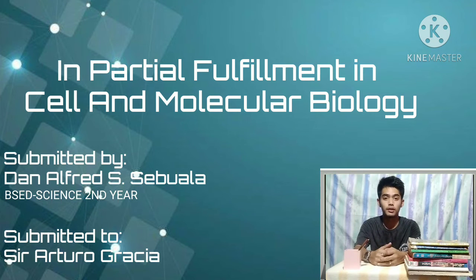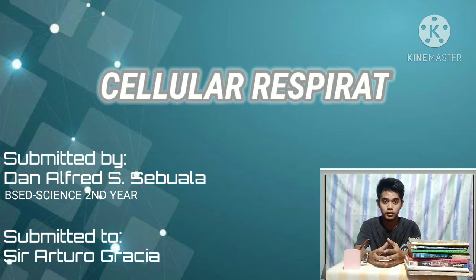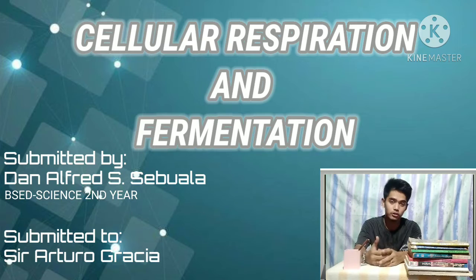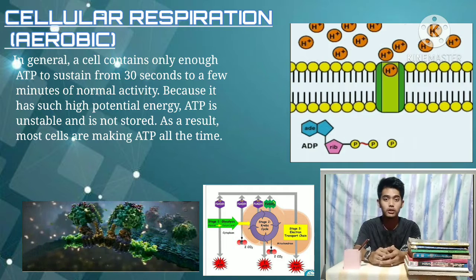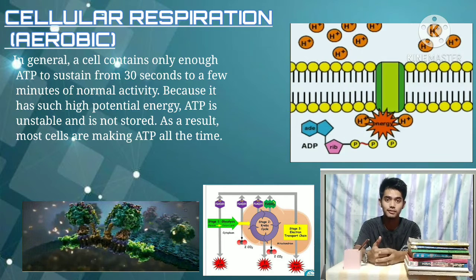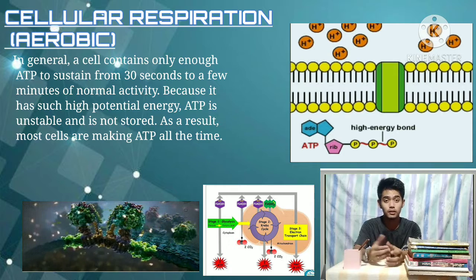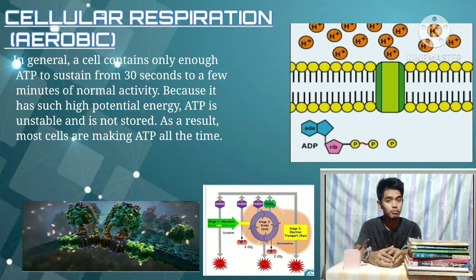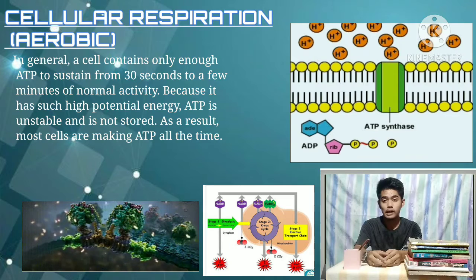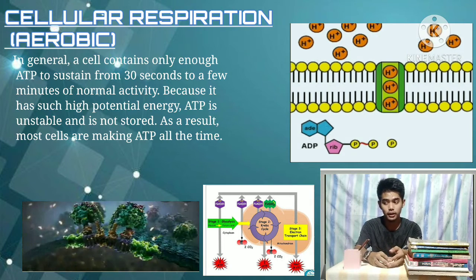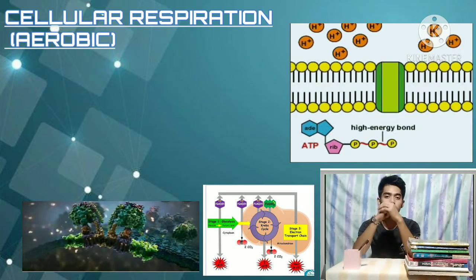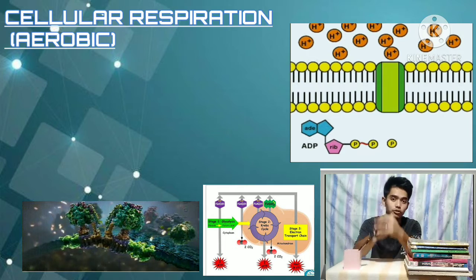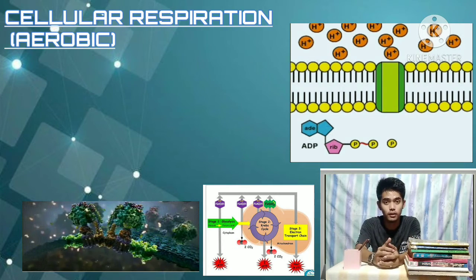Hi guys, welcome to my video, and in this video we're going to discuss cellular respiration and fermentation. In general, a cell contains only enough ATP to sustain from 30 seconds to a few minutes of normal activity. Because it has such potential energy, ATP is unstable and is not stored. As a result, most cells are making ATP all the time. This video discusses the production of ATP through cellular respiration and fermentation.